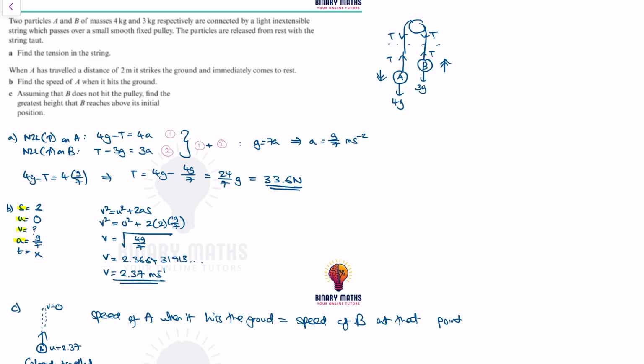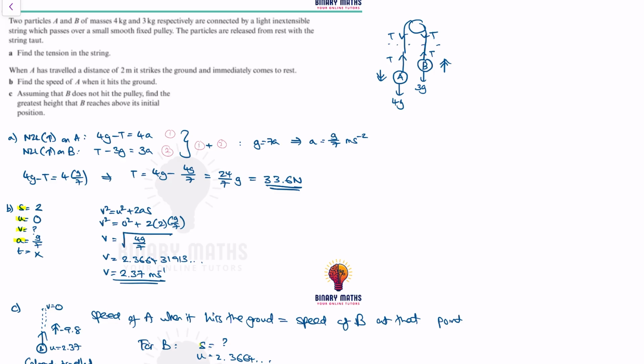If we set up SUVAT for B, we're trying to find the distance that it's traveling, so S is the question mark. U is the final speed of A, which is equal to 2.3664 and so on, I'm using the non-rounded version. At its greatest height, we know the final velocity is 0. Now, it's moving up, so the only thing acting on it is gravity. So acceleration is minus 9.8, because it's acting in the opposite direction, and we don't care about the time.